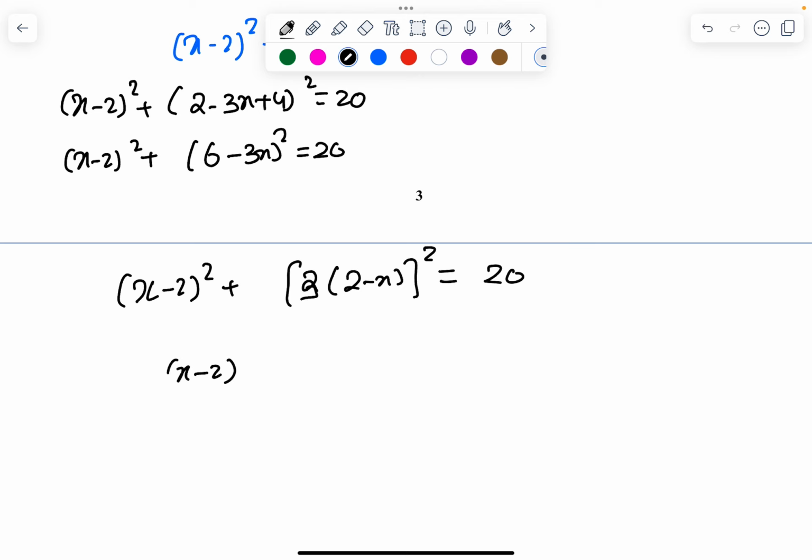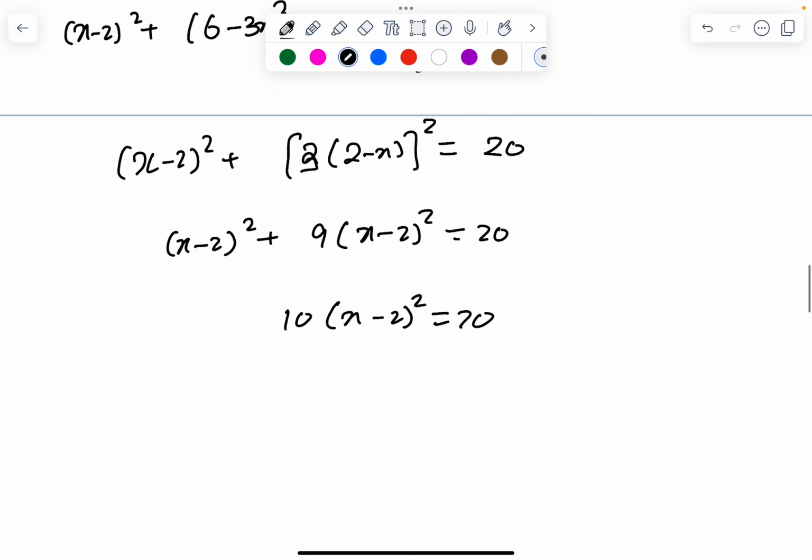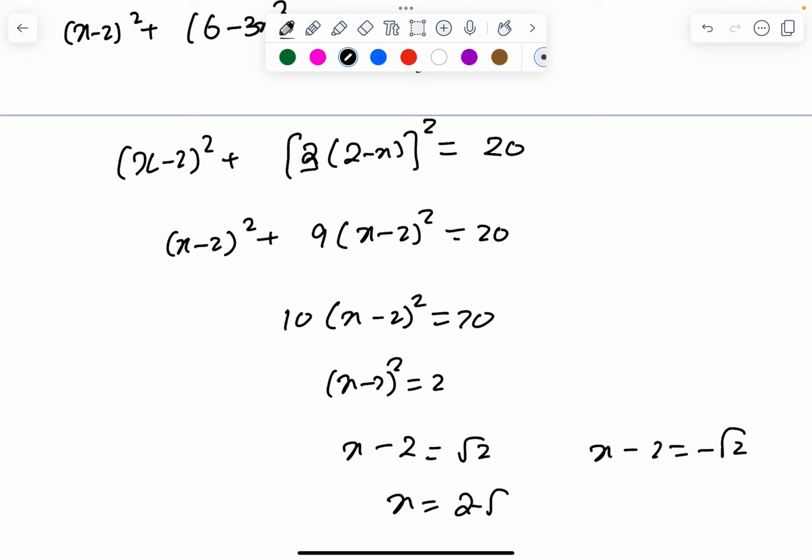So x minus 2 whole square plus 9 times again x minus 2 whole square equals to 20. 10 times x minus 2 whole square equals to 20. x minus 2 whole square equals to 2. x minus 2 equals to positive root 2. x minus 2 equals to negative root 2. So x equals to 2 plus root 2. x equals to 2 minus root 2.